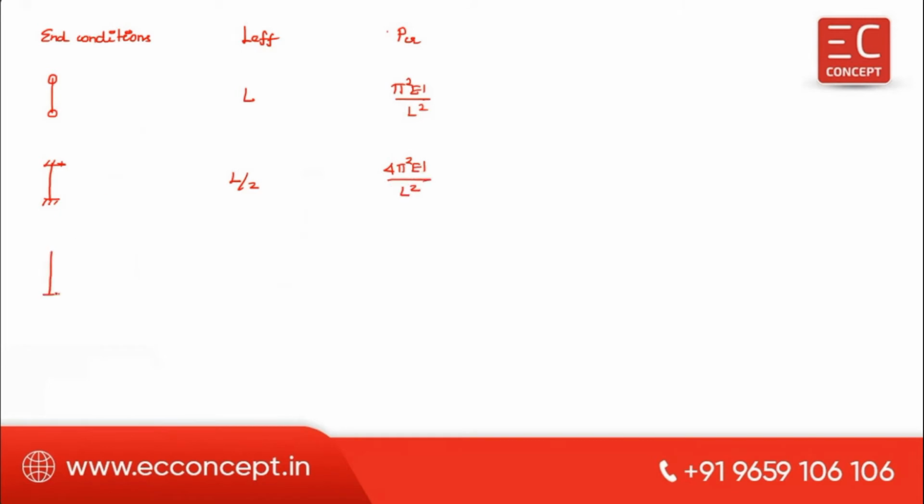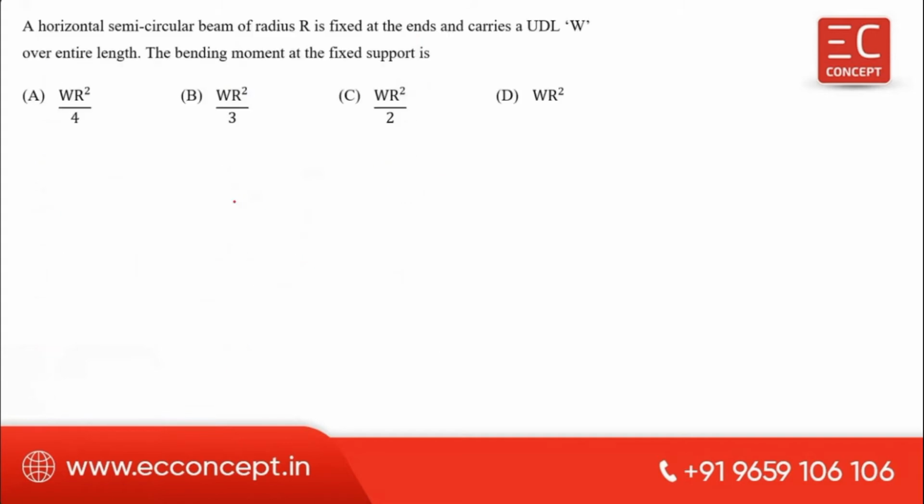One end is fixed, other end is hinged. L effective is L by root 2. And this value is equal to 2 pi square EI by L square. One end is fixed, other end is free. L effective is 2L, this is pi square EI by L square by 4. Okay. So this is important. You have to just keep in your mind.